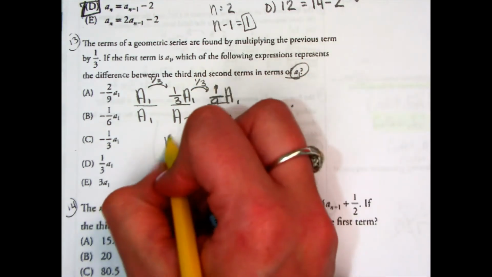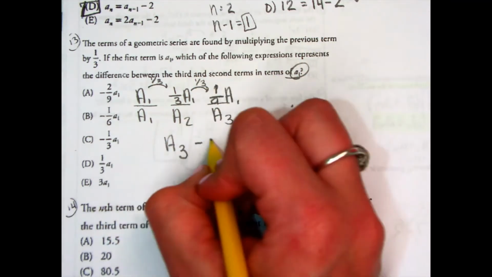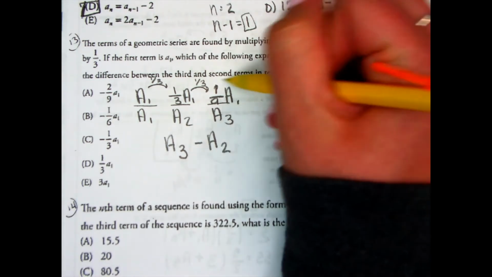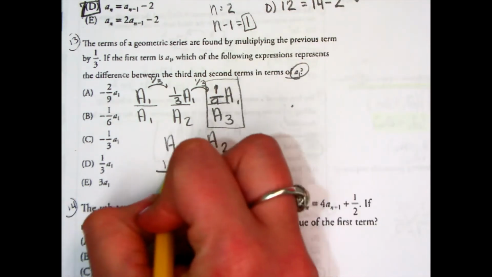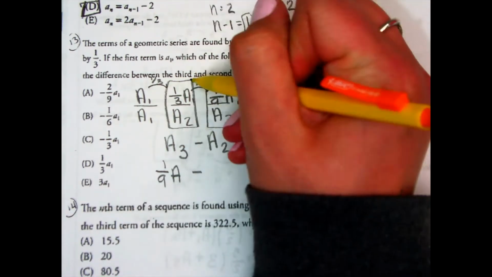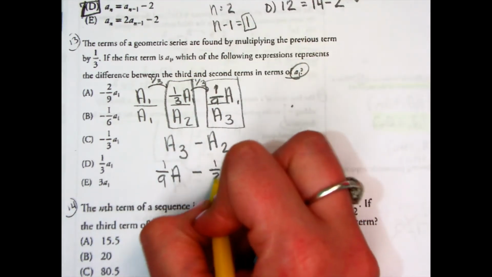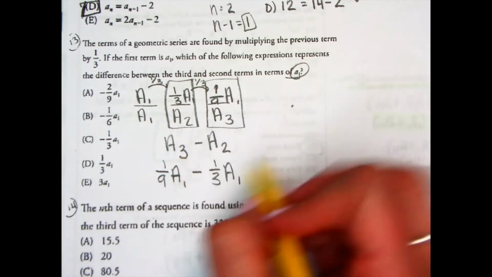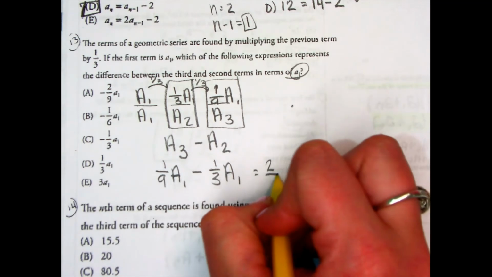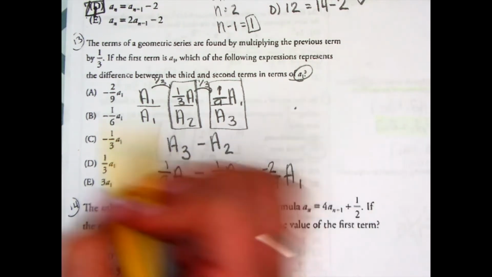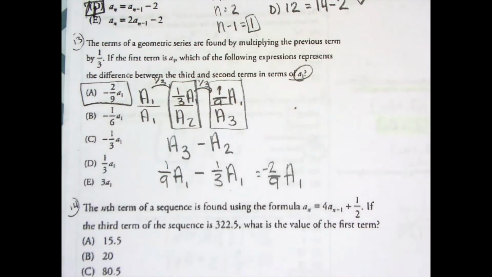Now it wants the third term and the second term subtracted. Well, a sub 3 is 1/9 a sub 1 minus a sub 2, which is 1/3 a sub 1. So 1/9 minus 1/3 is negative 2/9, and a sub 1. These are like terms. So the answer is A.